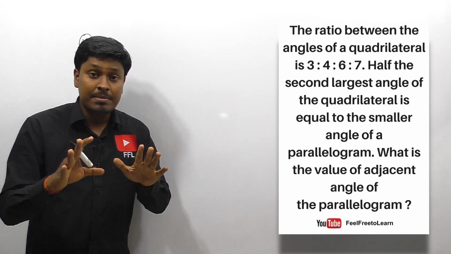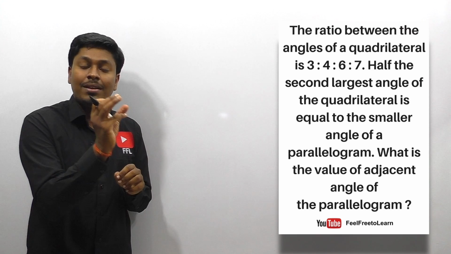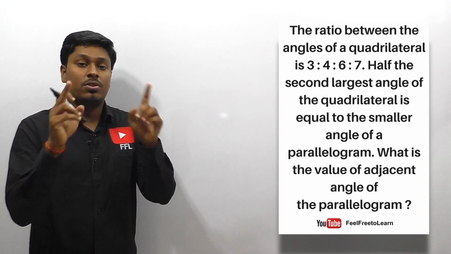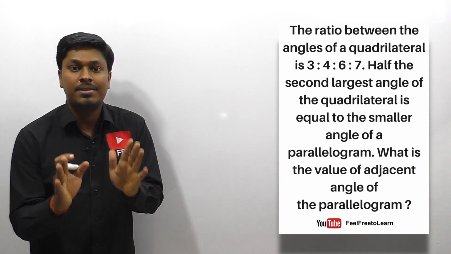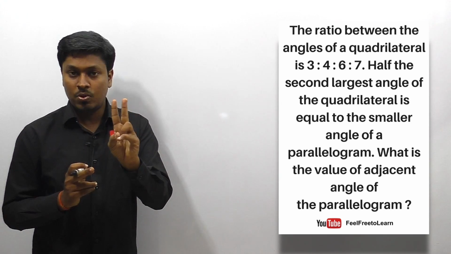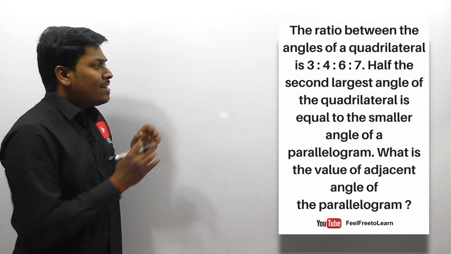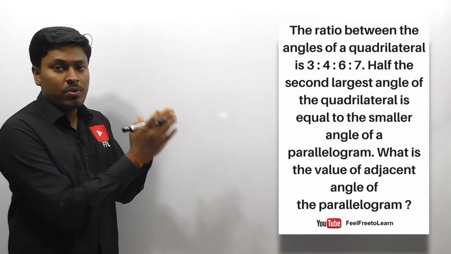So friends, always remember that a parallelogram consists of 2 triangles, right? Triangle 1, 3 angles, which is 180 degrees, triangle 2 again 180 degrees. So the total angle of a parallelogram should be 360 degrees. So friends, can you understand this concept, right? So a parallelogram has 2 triangles, remember that, right? So friends, another important thing, here they are talking about the angles of the quadrilateral being in the ratio 3:4:6:7.